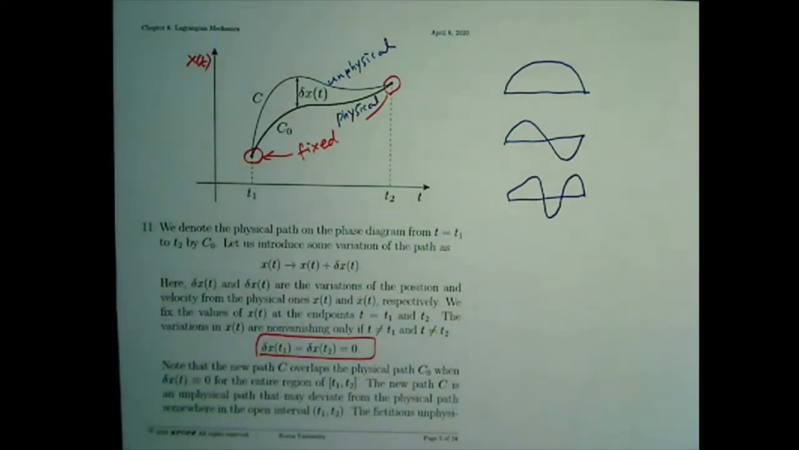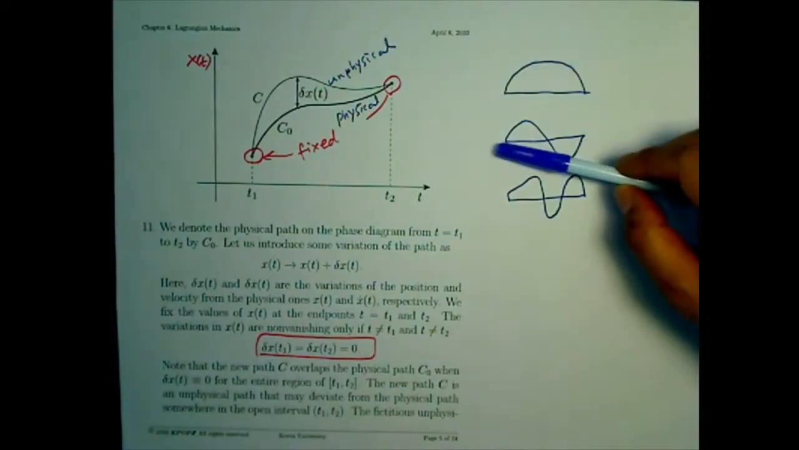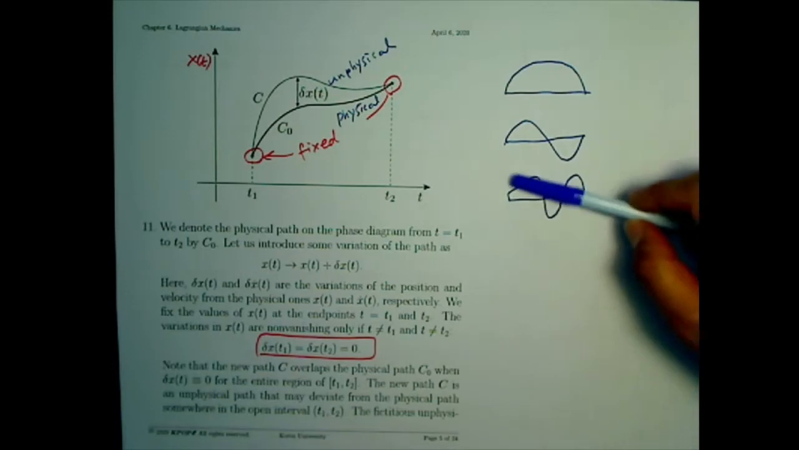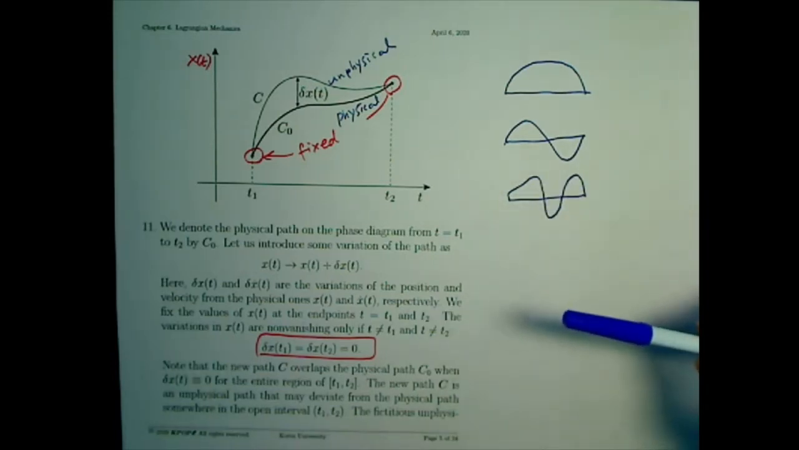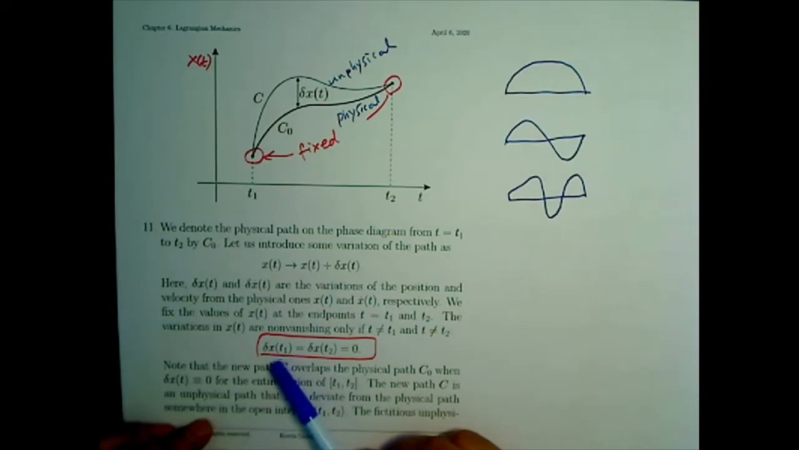This is an example of the shape of the variation. This variation doesn't have to follow any special form. It is either physical or unphysical. Unphysical may have any kind of form, except that it should have a single value, and the endpoints are fixed to meet the physical path. Again, we state that the variation at the endpoints must not be allowed.